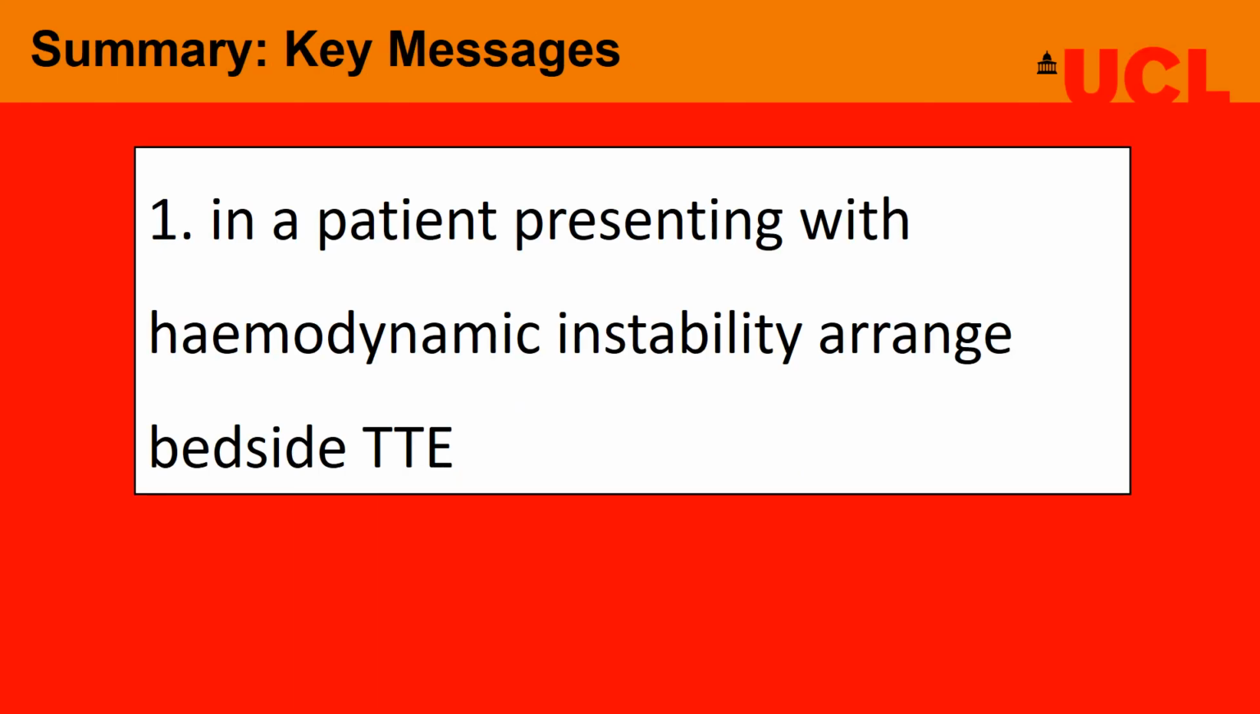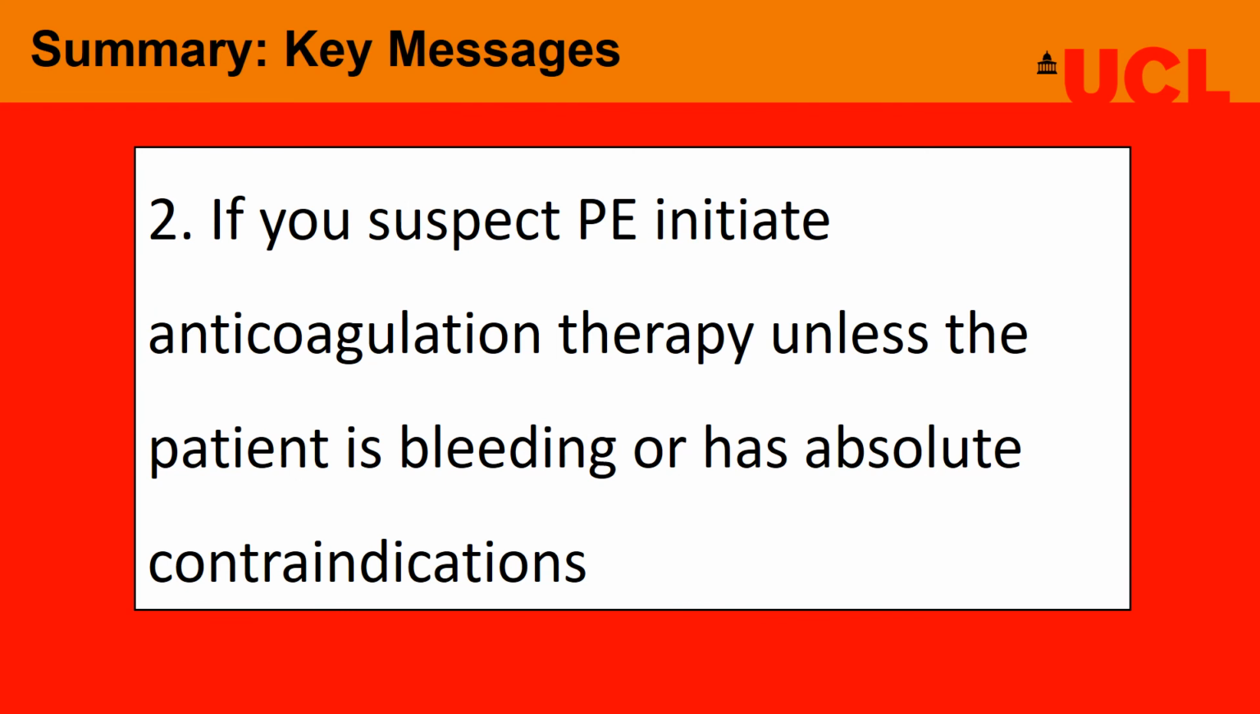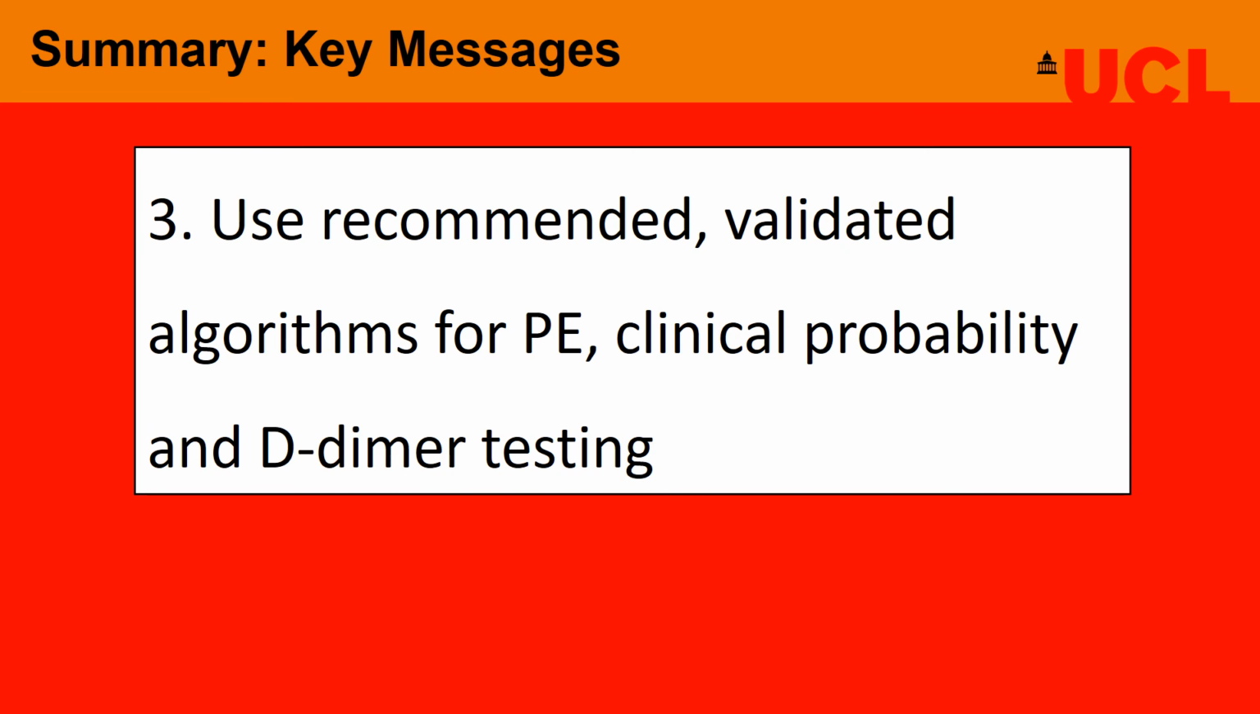So in summary, here are my key messages for recognition management of PE. First one, in a patient presenting with hemodynamic instability, you want to arrange bedside transthoracic echo. Number 2, if you suspect PE, initiate anticoagulation therapy unless the patient is bleeding or has absolute contraindications. Number 3, use recommended, validated algorithms for PE, clinical probability, and D-dimer testing.